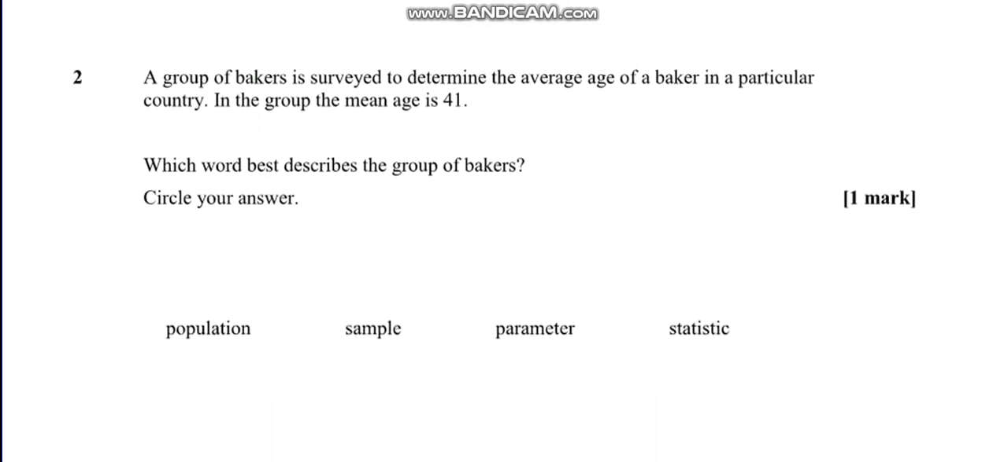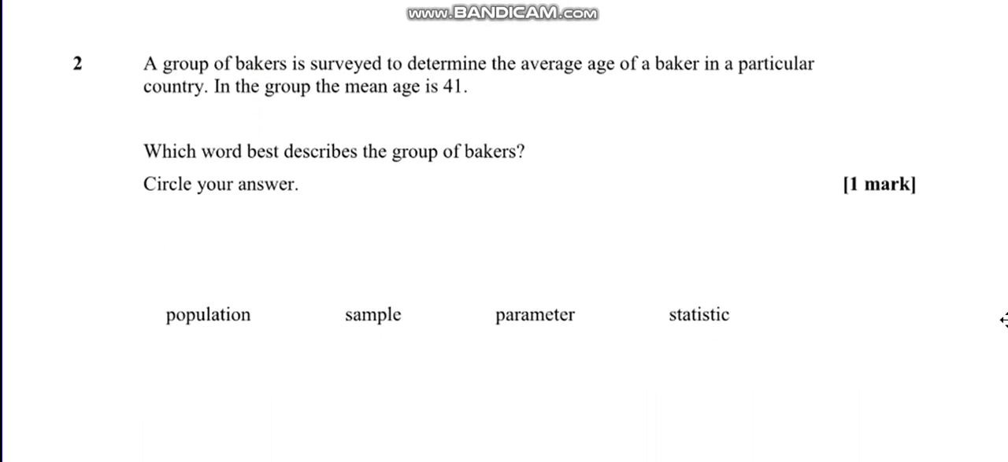Question 2. A group of bakers is surveyed to determine the average age of a baker in a particular country. In the group, the mean age is 41. Which word best describes the group of bakers? Well, the population is all the bakers. Okay, so it's definitely not the population because we're saying a group of bakers. Sample is a group from a population, so that is one word that would describe this. It's not a parameter because a parameter is a bit of information about the population, and it's not a statistic because a statistic is information about the sample. So it's definitely sample is the group.